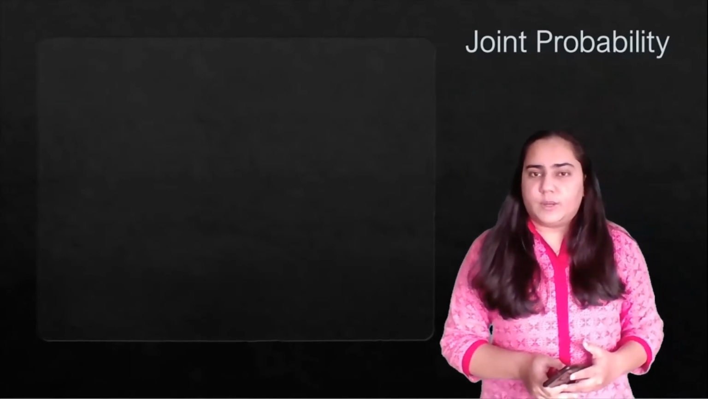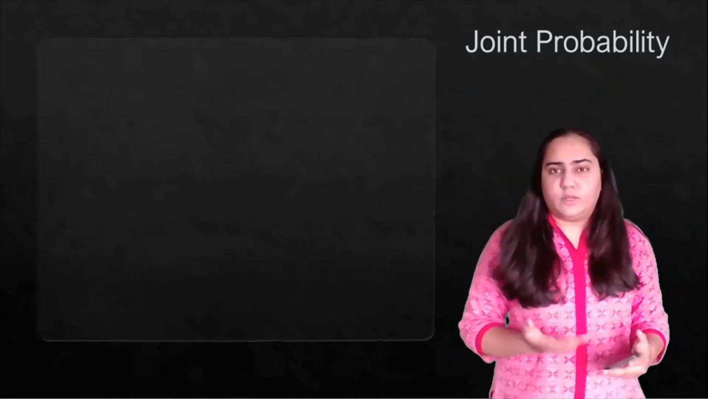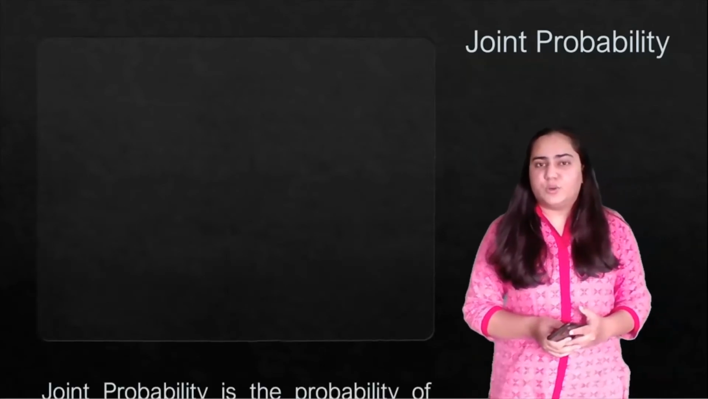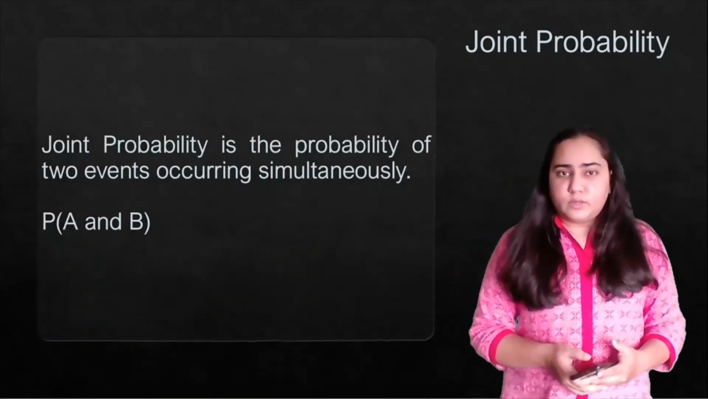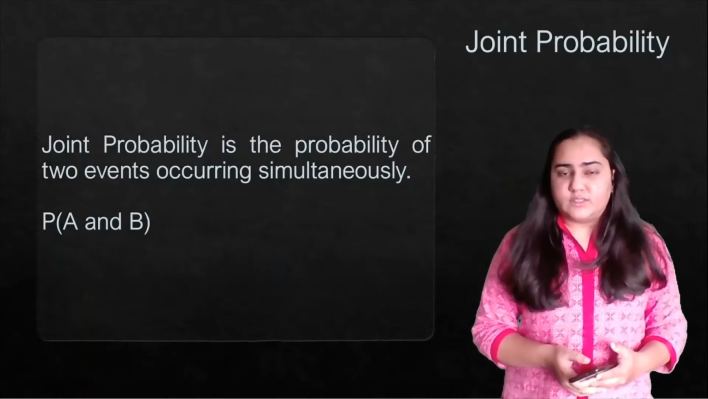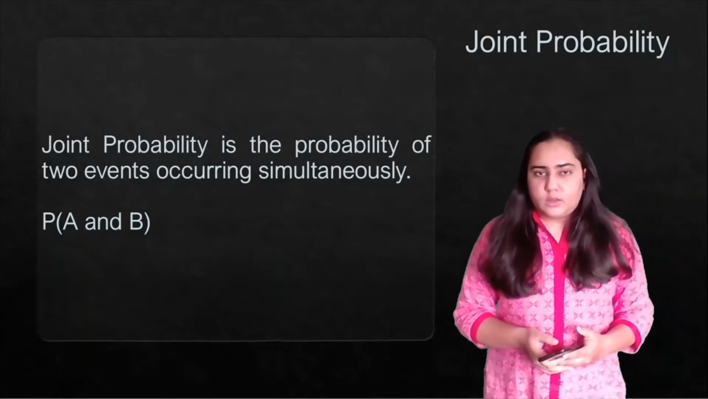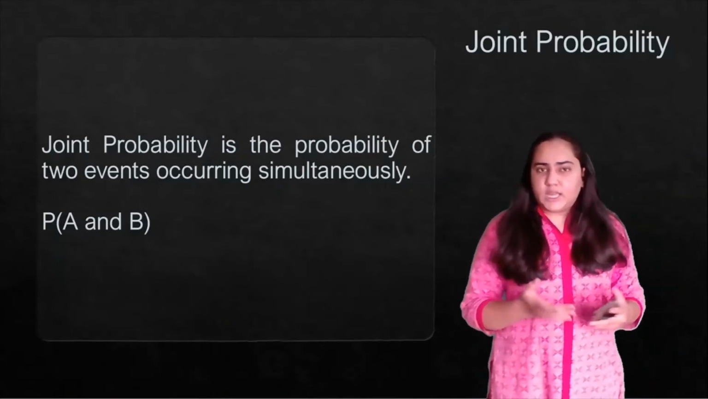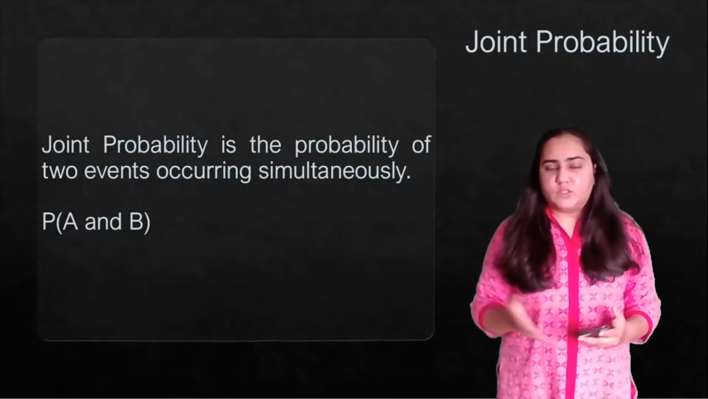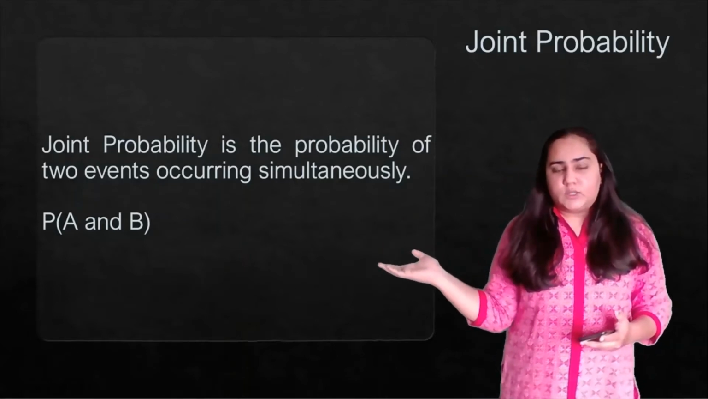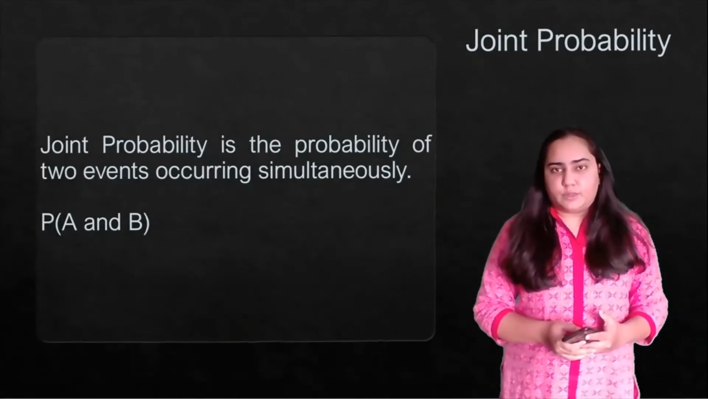Now we are going to talk about a different kind of probability, which is known as joint probability. A joint probability is the probability of 2 events occurring simultaneously, which means when event A is occurring, at the same time event B is also occurring. So this is joint probability. It is denoted by P of A and B.